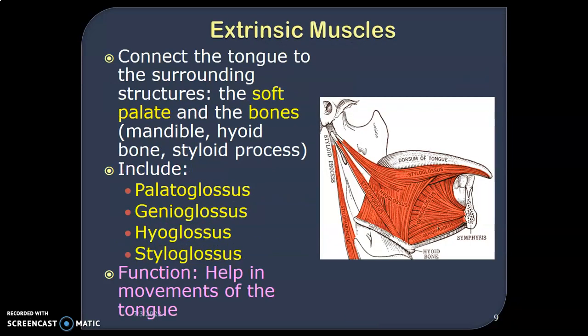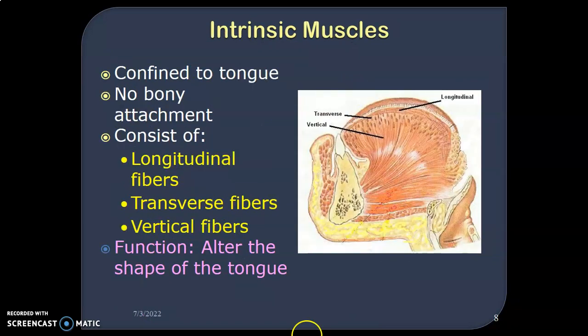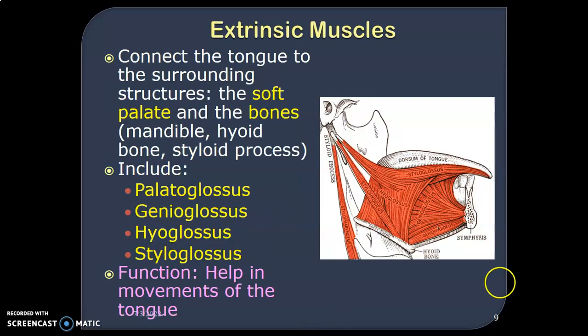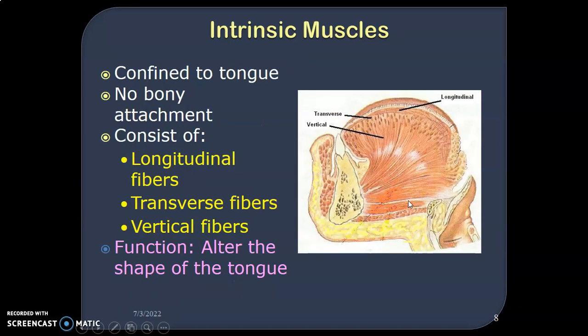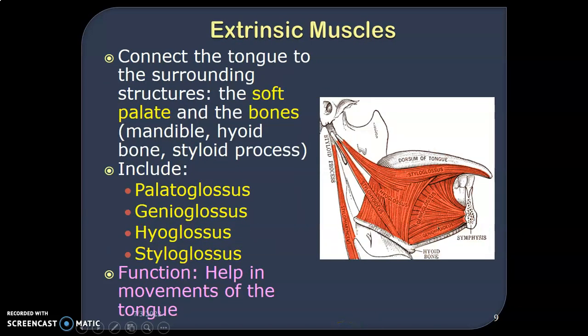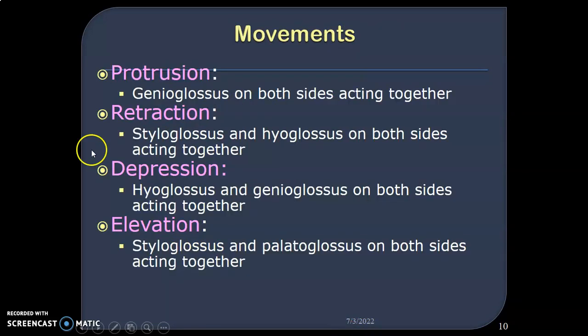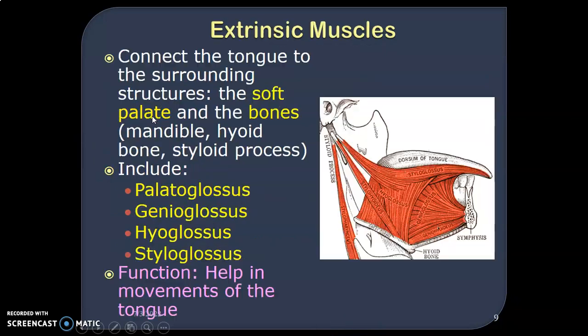So, for instance, if you look at this image, the extrinsic muscles are the ones that move the tongue. So we said to retract, if this muscle contracts, they contract from insertion towards the origin. If you contract this way, you pull the tongue outwards, and that's why we said that protraction is by genioglossus. Then retraction is by styloglossus and hyoglossus.